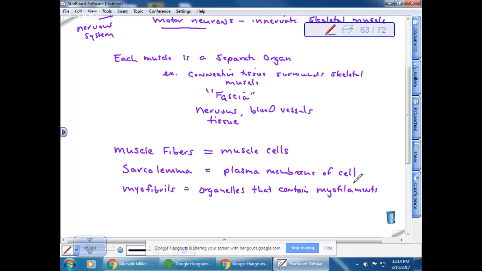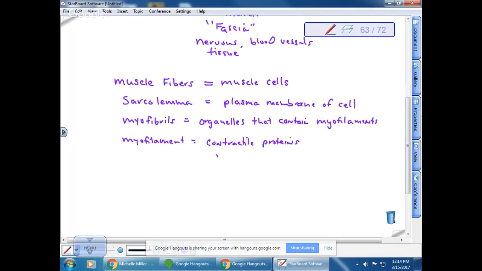So the myofilaments are proteins. These are contractile proteins. You may have heard of them before because they have the names myosin and actin. And we'll talk about how they are arranged such that we can get a shortening of an individual muscle cell, and hence a shortening of the whole muscle itself. Okay, so those are myofilaments.